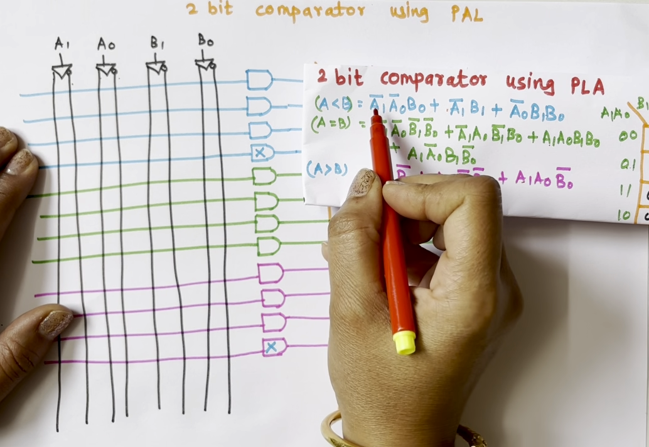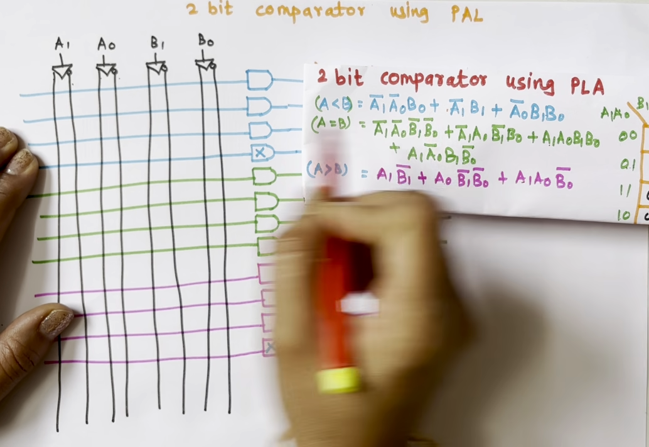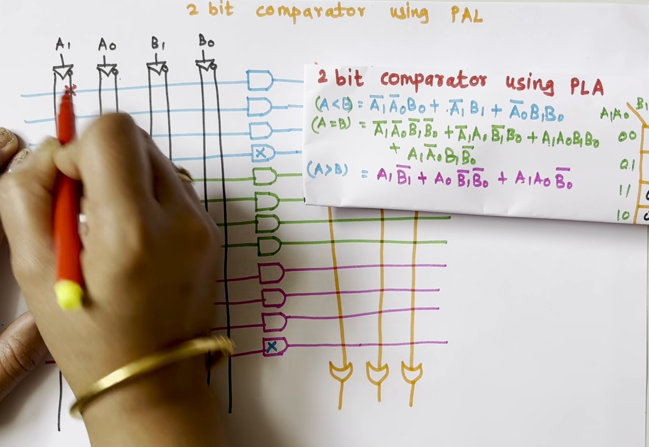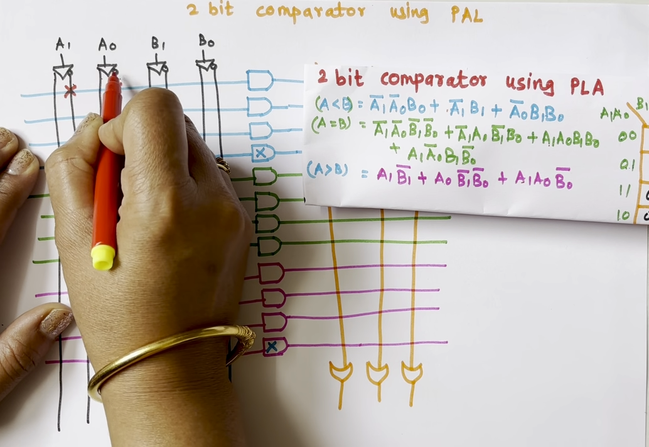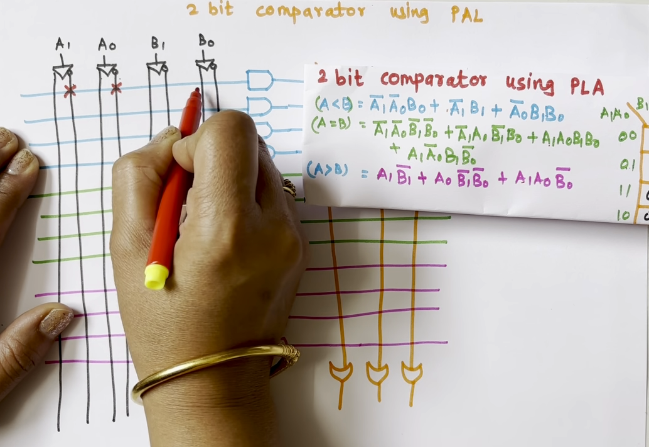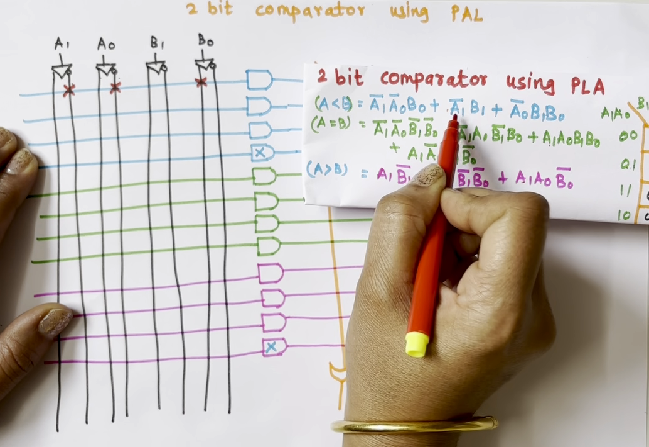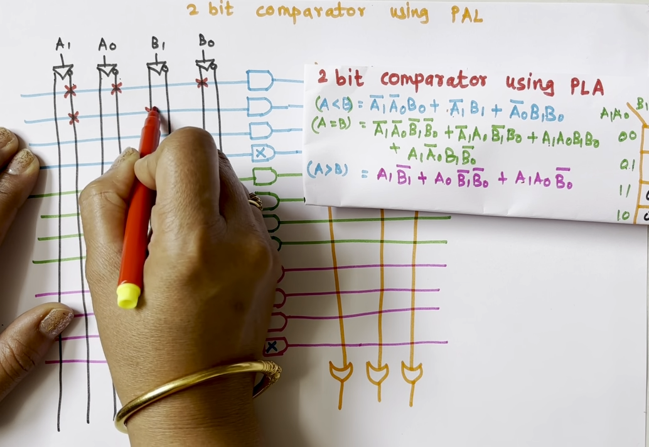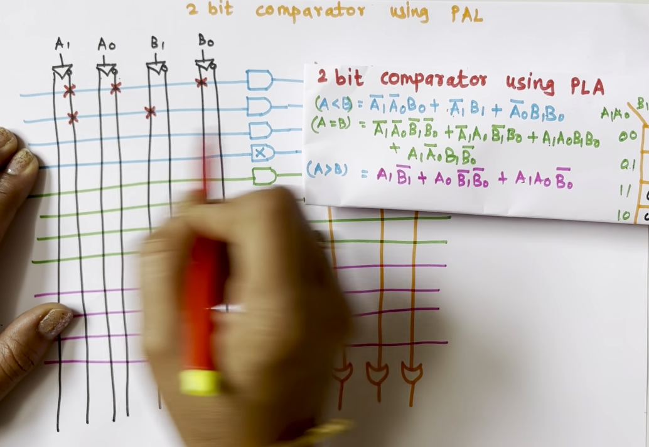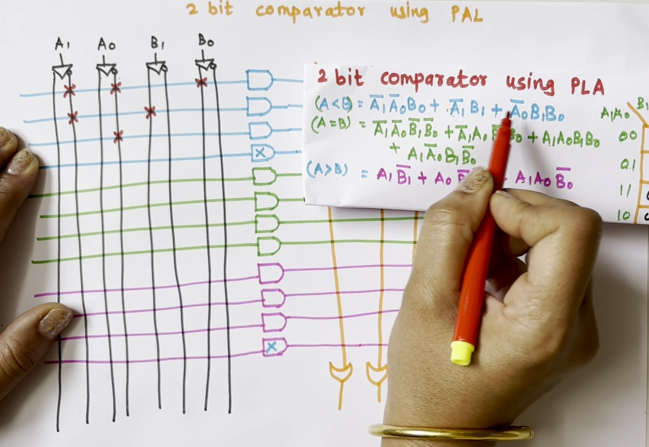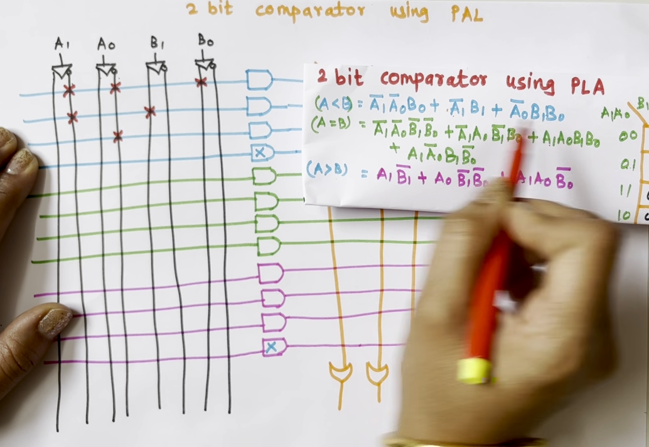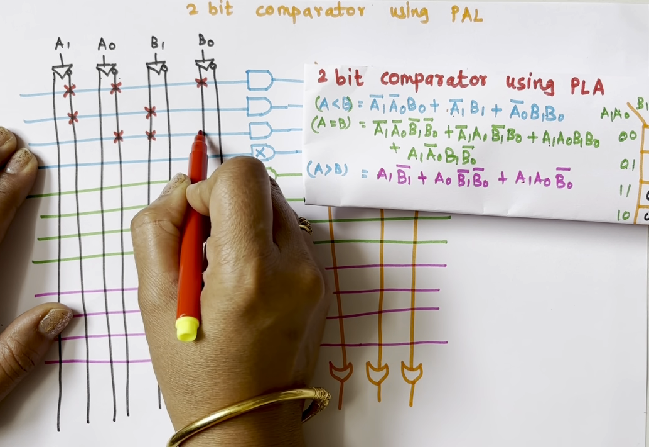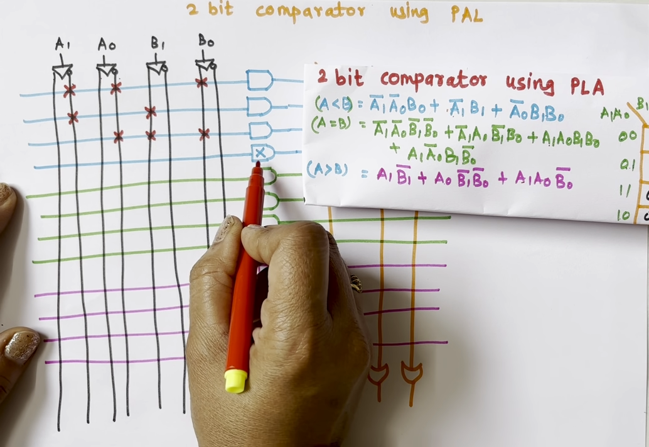So the first term is A1 bar, A0 bar, B0. See, with a bubble we get bar. Second is A1 bar, B1. Next is A0 bar, B1, B0. And we don't need the fourth AND gate.